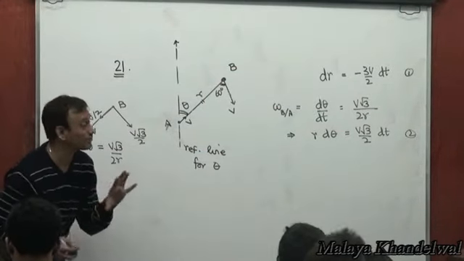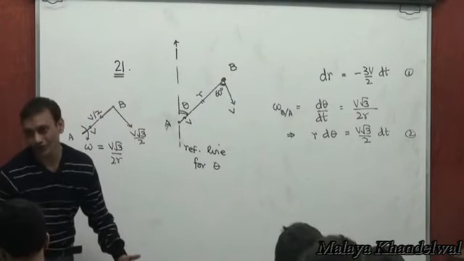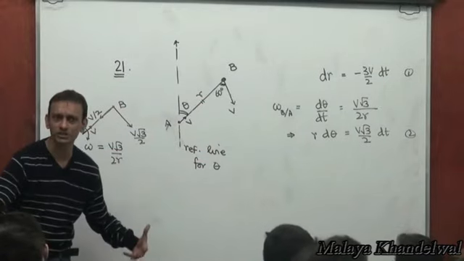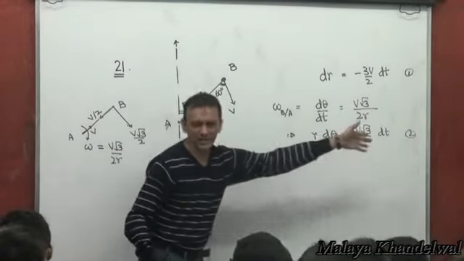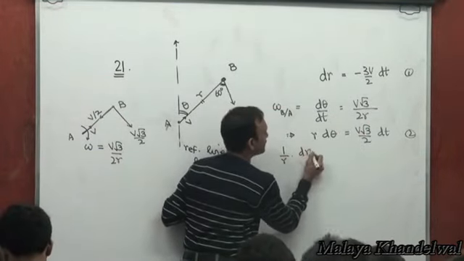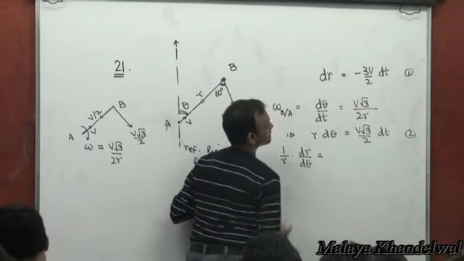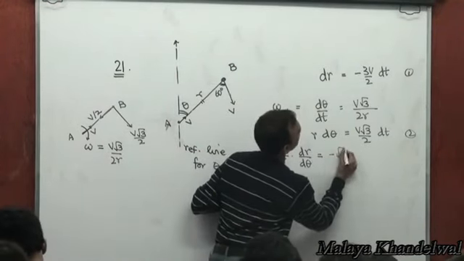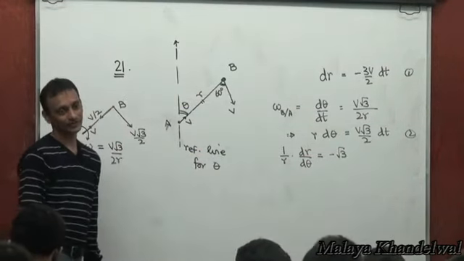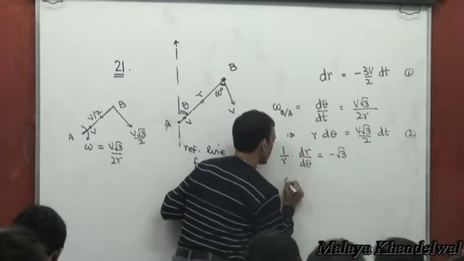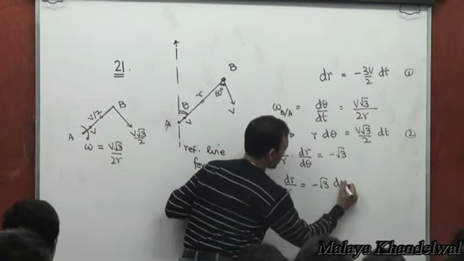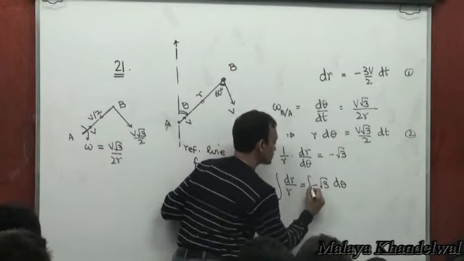We need to connect r and theta from equations 1 and 2. What would we do? Divide one by the other, dt goes into oblivion, r and theta come for action. Divide 1 by 2, dt goes away, so we have 1 by r, dr d theta, which is minus root 3, yes or no? Or dr by r is minus root 3 d theta. Integrate both sides.